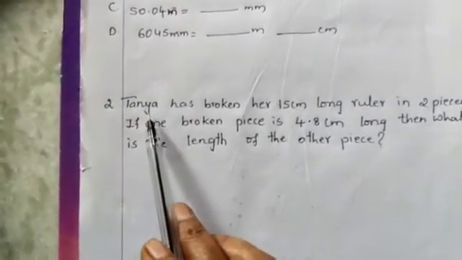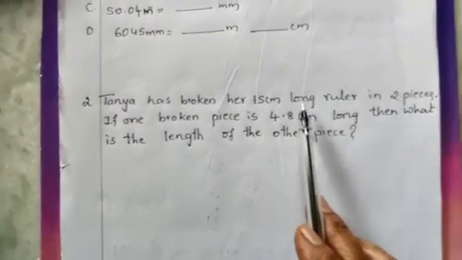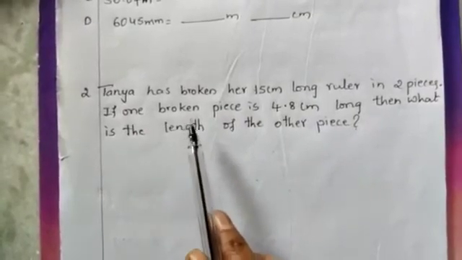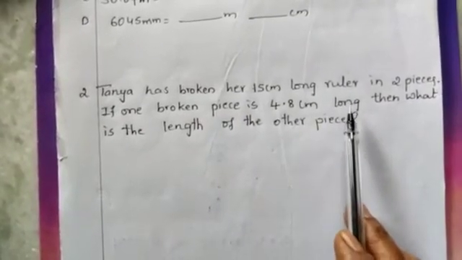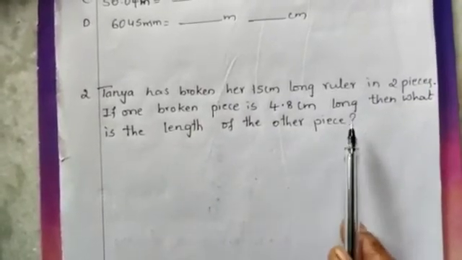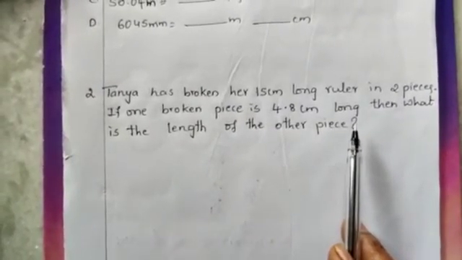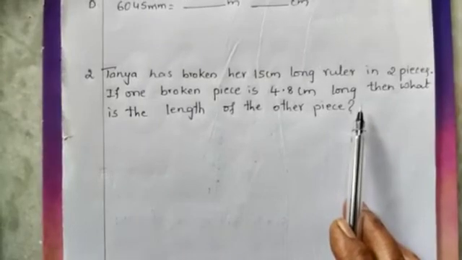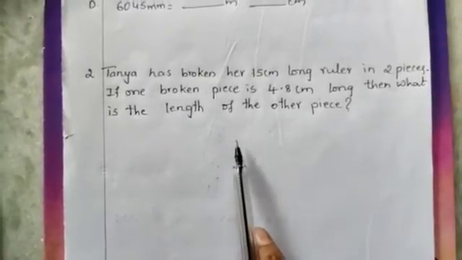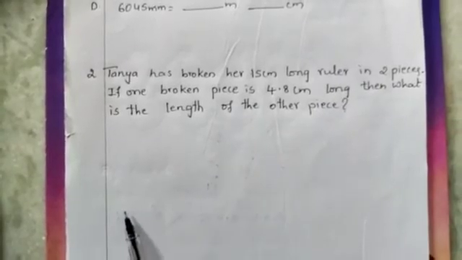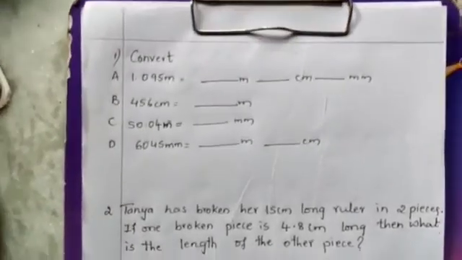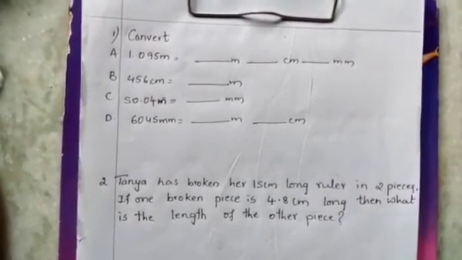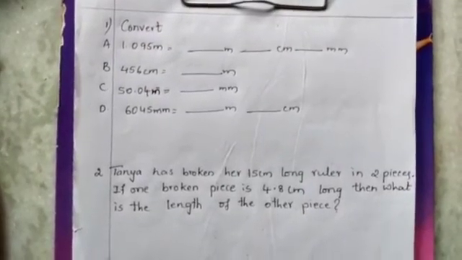Now the second question: Tanya has broken her 15 centimeter long ruler in 2 pieces. If one broken piece is 4.8 centimeter long, then what is the length of the other piece? What do you have to do, children, in this sum? Addition, subtraction, or what? You have to do subtraction. Okay. And practice story problems from the workbook.